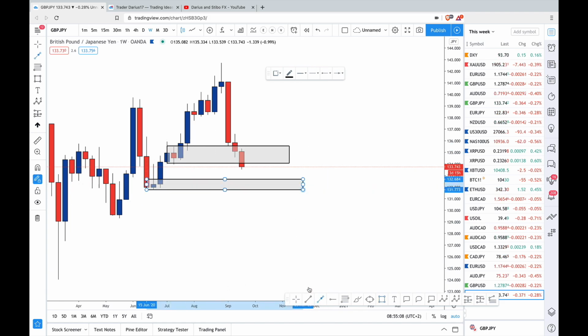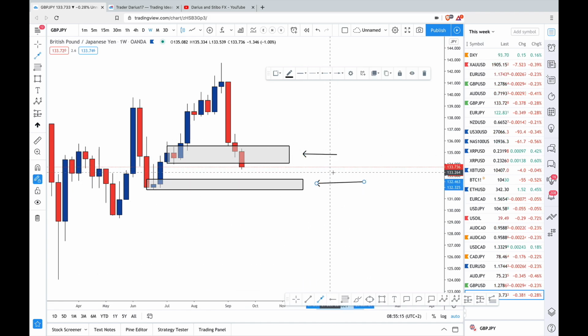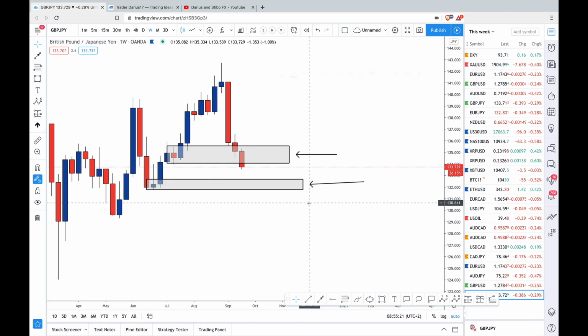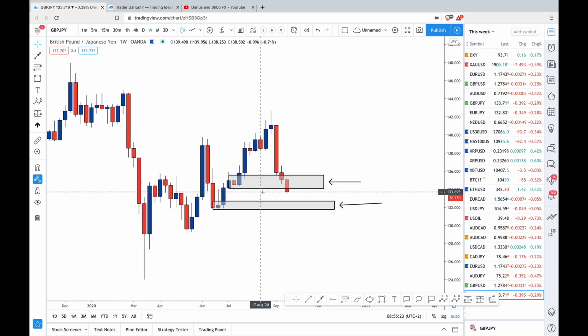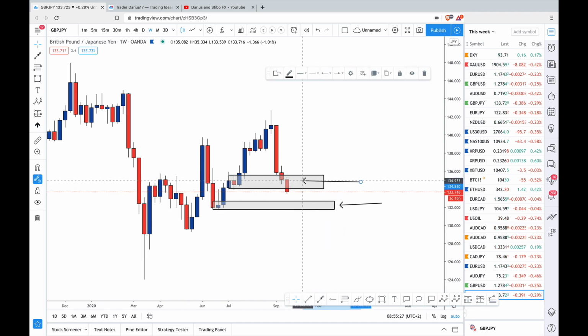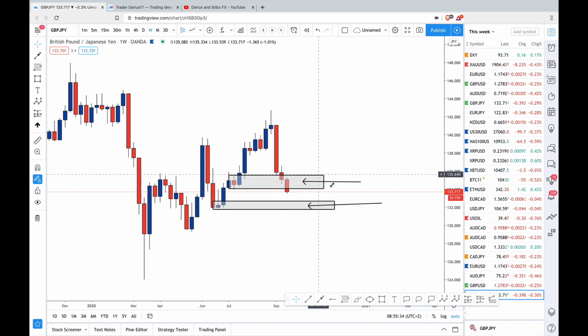If you got 2 demand areas right behind, then most of the times the second one works better, because you need to understand the banks like to take cheap price, okay? So they don't want to take the more expensive ones. So for them, taking longs at this level is not as profitable as taking them at this level, okay? So this is why those levels here are working best most of the times.